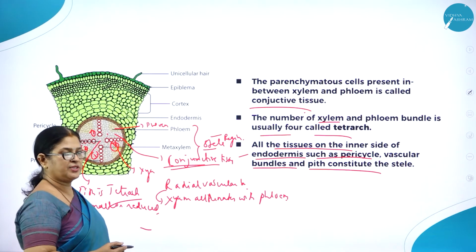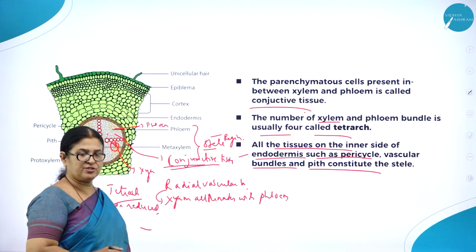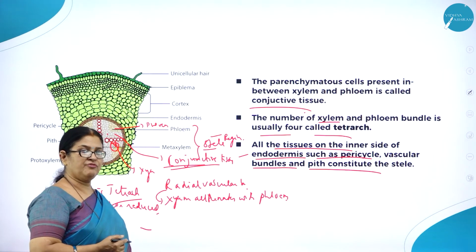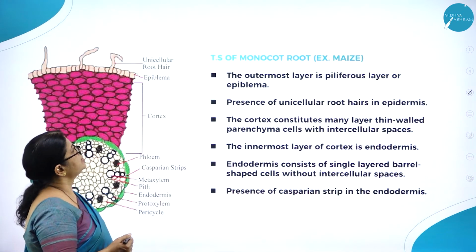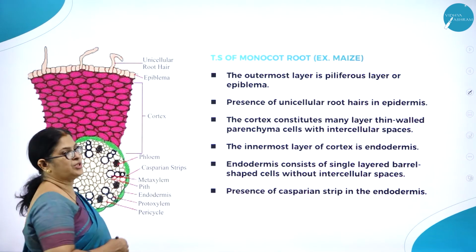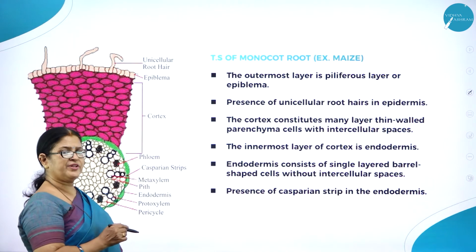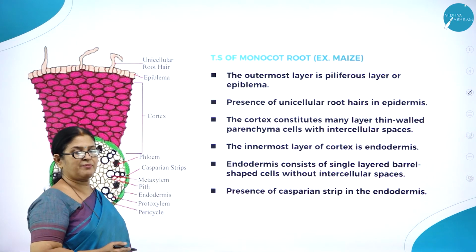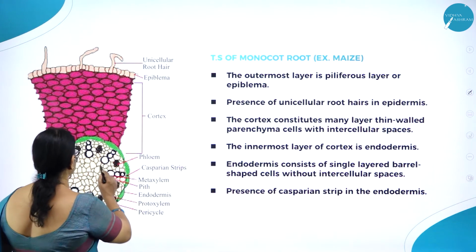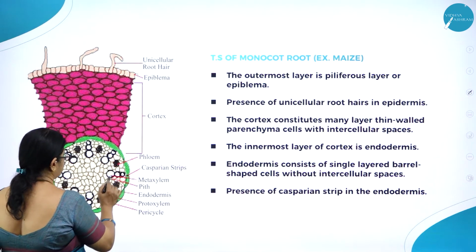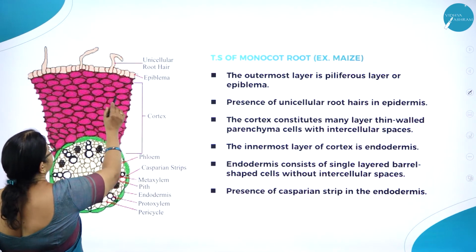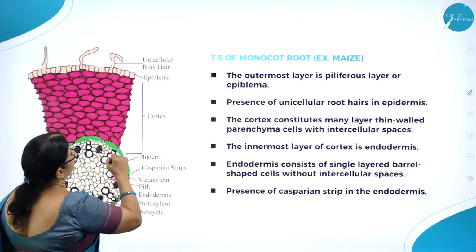Hope you have understood the anatomical features of a TS of a dicot root. Now let us study about the TS of a monocot root. So this is how the monocot root looks. More or less everything is the same, except that the number of vascular bundles here is polyarch. Here you can see many: 1, 2, 3, 4, 5, 6, 7, 8. And the pith or medulla is very large. And here you can see the cortex region is more, right?